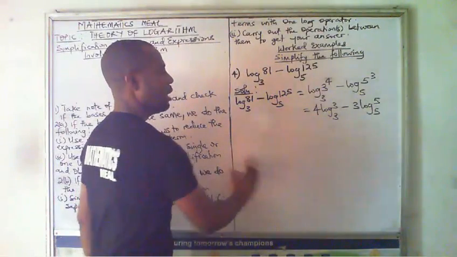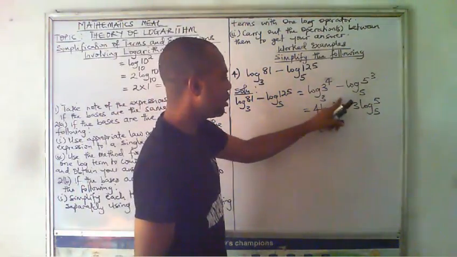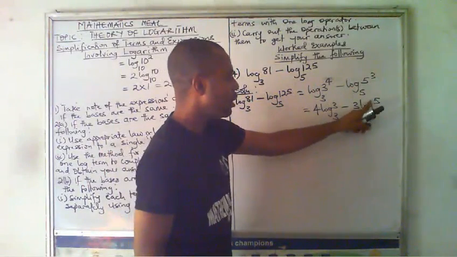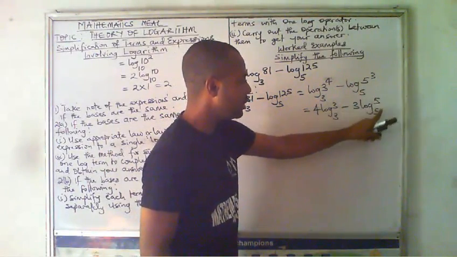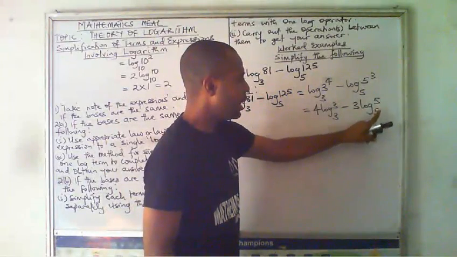Having done that, the fourth law is saying that the logarithm of a number to its own base is 1. Logarithm of a number to its own base is 1. So in these two, the number and the base are the same.